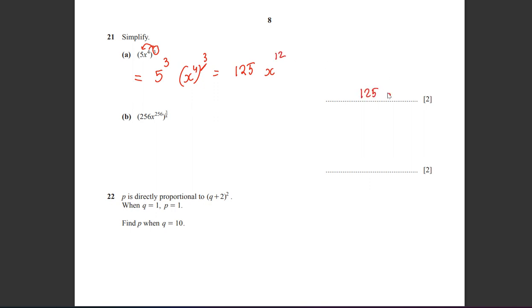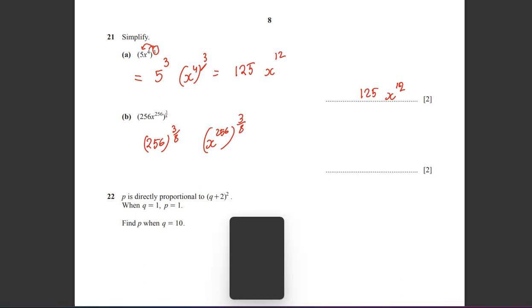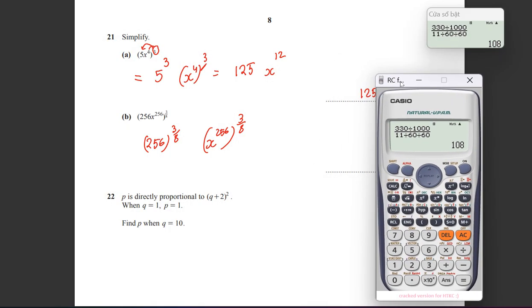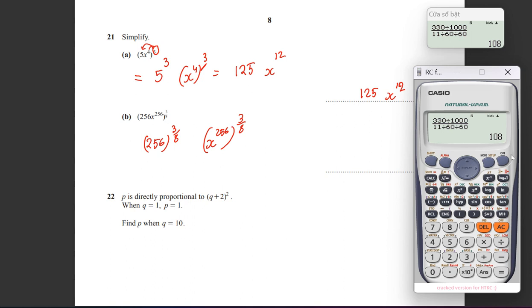Then the same here, 256, all of this, power 3 over 8. And then x power 256, all power 3 over 8. First of all, I can do this by the calculator: 256 power fraction 3 over 8 equals 8. Okay, this is the first one.